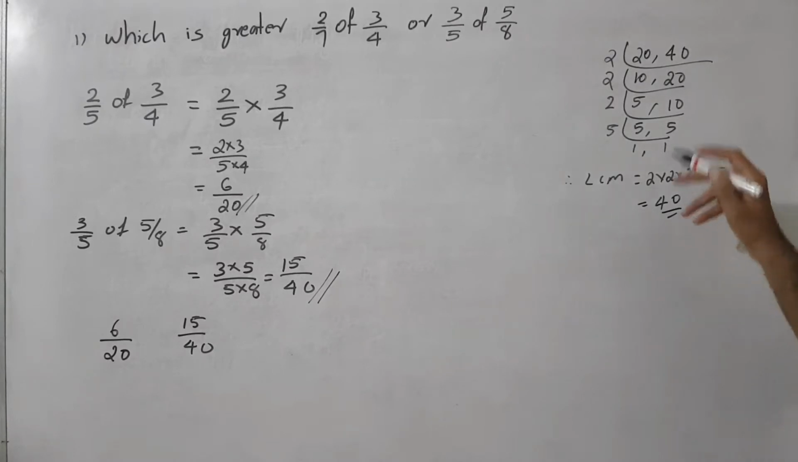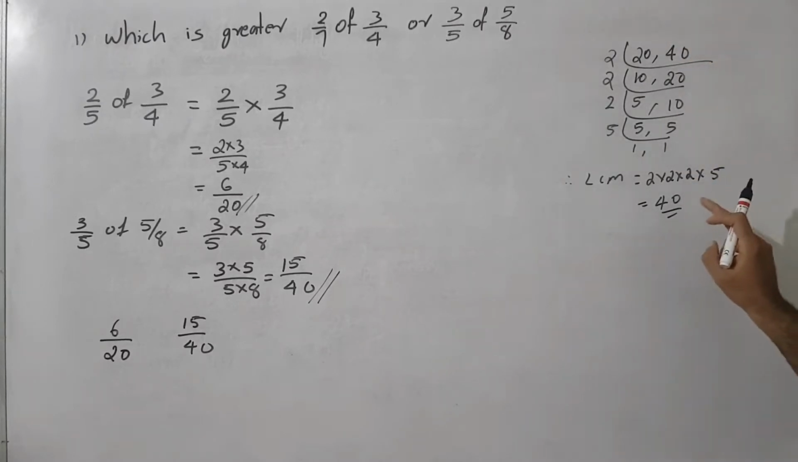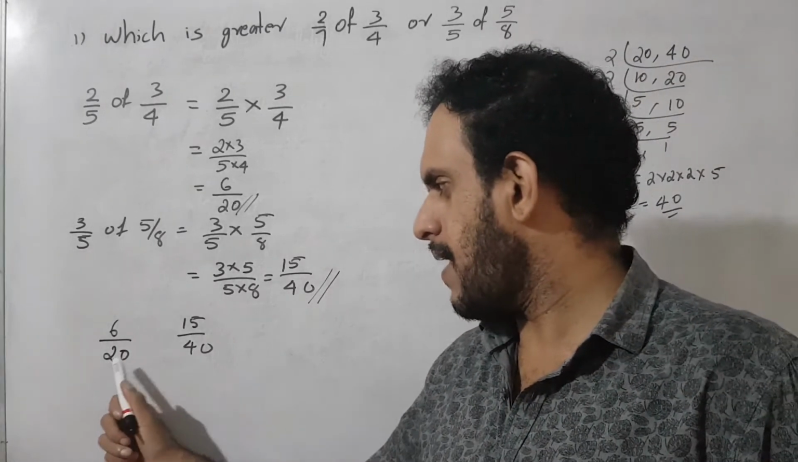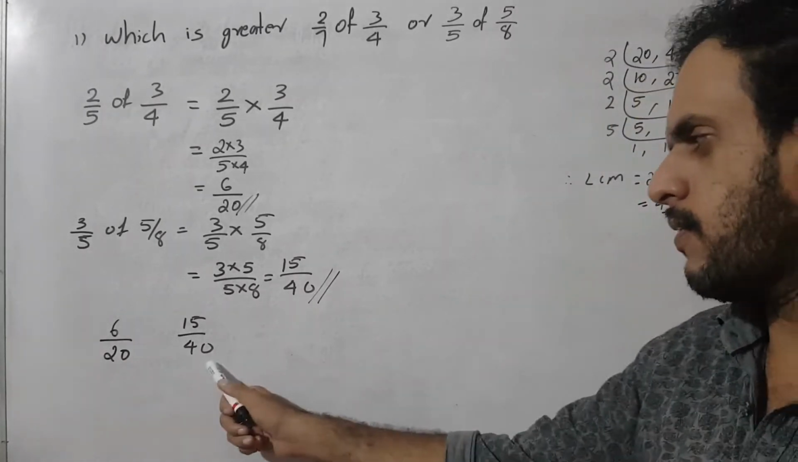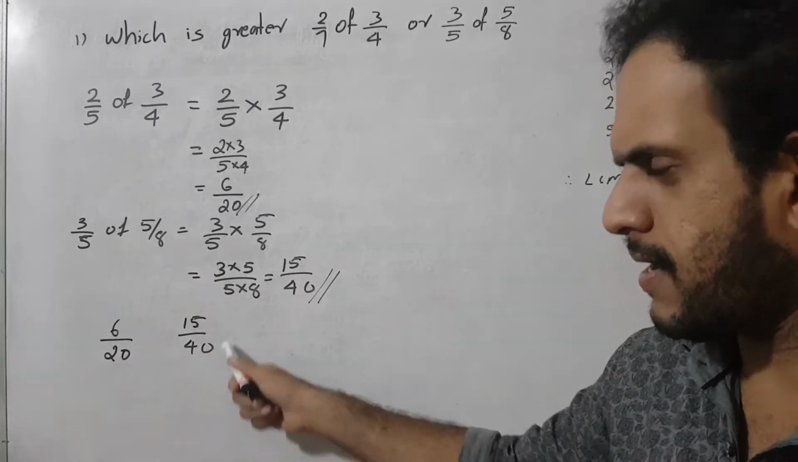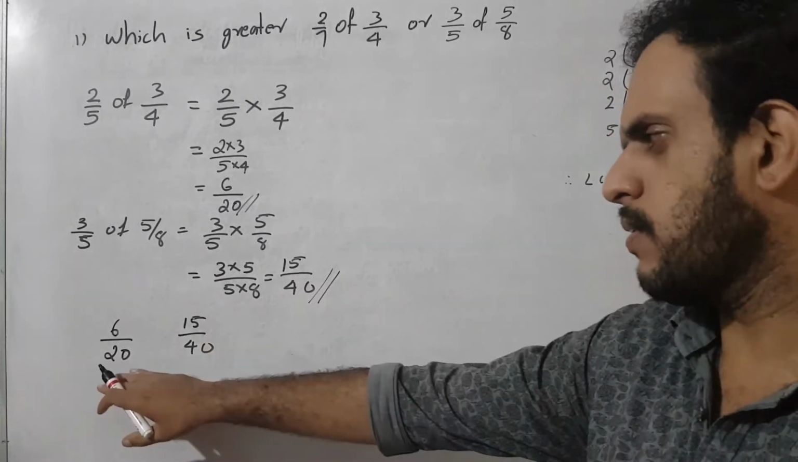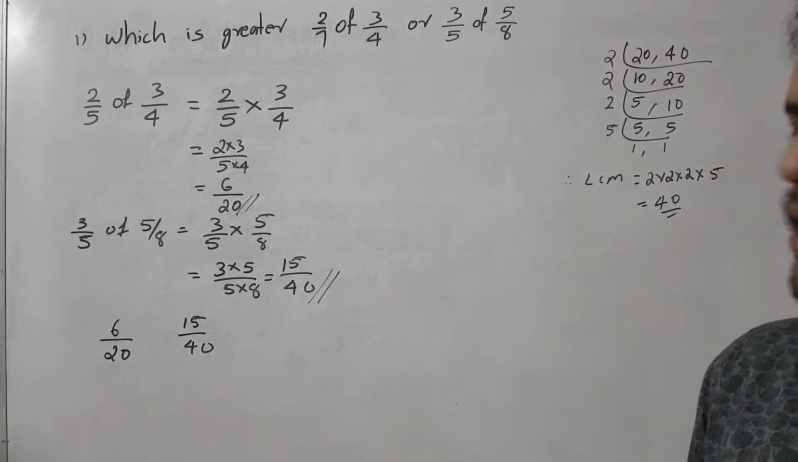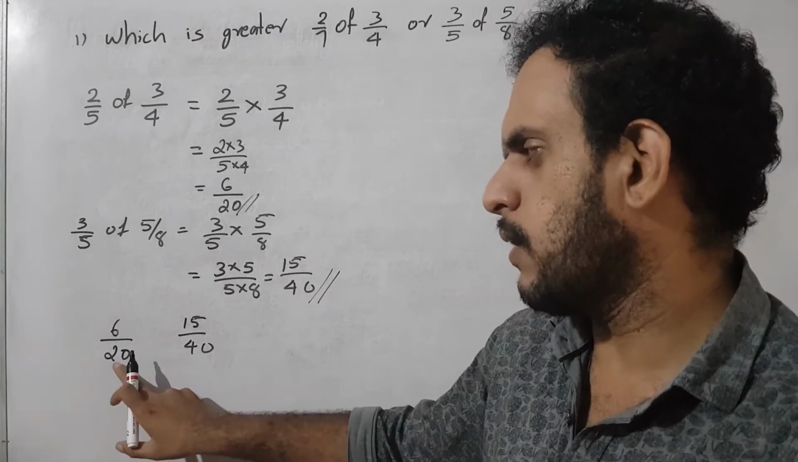So what is the LCM of 20 and 40? That one is 40. Correct? So next step, to make the 20 as 40 and 40 as 40. Here there is no need to make anything because here it is already 40. Correct? So 20, we need to convert to 40. How do we convert? Yes, we multiply the denominator by 2.